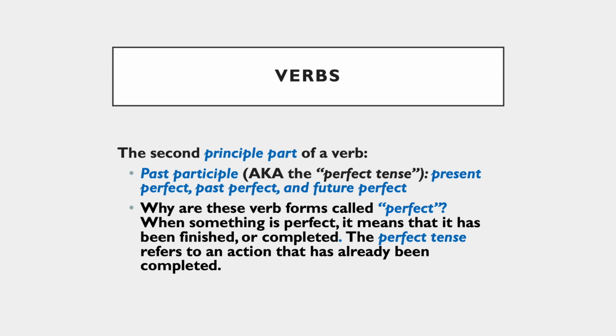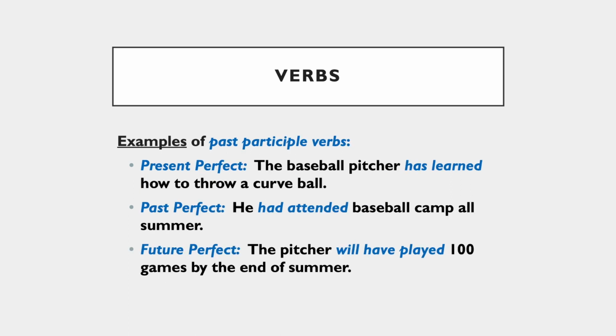Let's look at some examples. Present perfect. The baseball pitcher has learned how to throw a curveball. So he already knows. It's already completed. He knows how to throw a curveball. Past perfect. He had attended baseball camp all summer. Had attended, that happened in the past. It's already done. He went to camp.